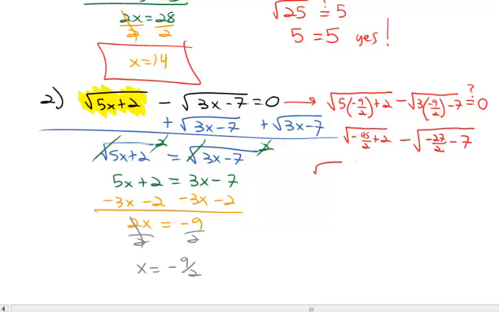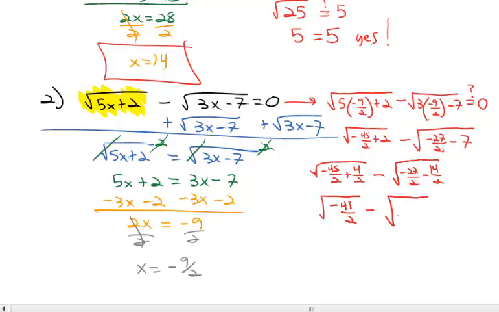Getting common denominators of 2 under the radicals, negative 45 over 2 plus 4 over 2 minus the square root of negative 27 over 2 minus 14 over 2. And then we get the square root of negative 45 plus 4 is negative 41 over 2 minus the square root of negative 41 over 2.